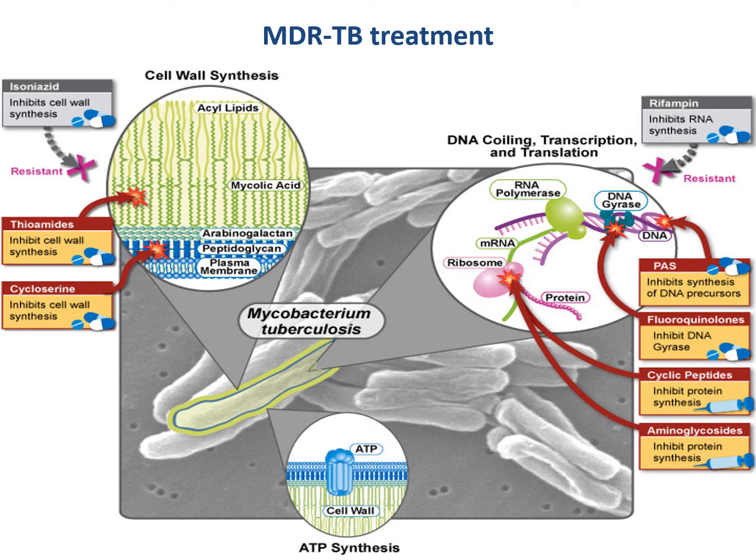You see here the MDR-TB treatment. Isoniazid inhibits cell wall synthesis. Thioamides inhibit cell wall synthesis. Cycloserine inhibits cell wall synthesis. Rifampin inhibits RNA synthesis. PAS inhibits synthesis of DNA precursors. Fluoroquinolones inhibit DNA gyrase. Cyclic peptides inhibit protein synthesis, and aminoglycosides inhibit protein synthesis.